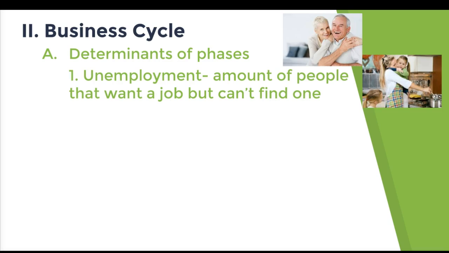For example, you may have people that move from one location to another. Or there may be jobs available, but they're in fields that people aren't qualified for. They don't have enough education for it. So in order to get that job, they have to go back and get some more training, some more education. That will take time. So in the meantime, yeah, they're going to be unemployed if they're continuing to look for work. Okay? So that's one of the determinants of the phases of the business cycle.